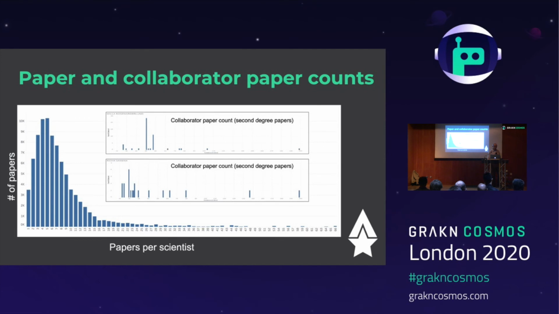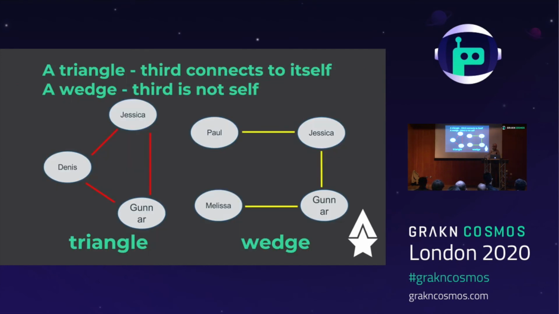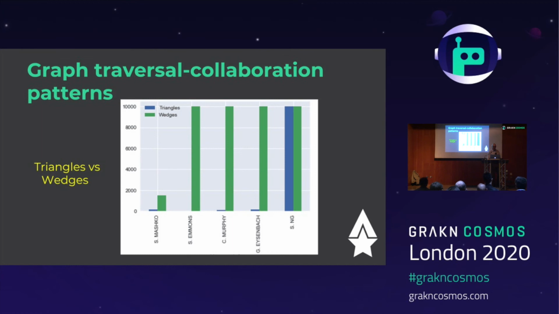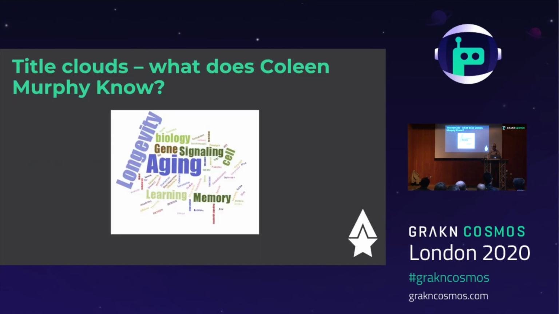There's a number of things we can actually pull out quantitatively from these graphs: paper counts, triangle counts and wedges. We can traverse the graph and see how fast their networks blow up. I'm sorry I'm going through this really quick. I'll give you guys the slide deck through Grakn. And then graph traversal patterns, so that's the triangles and wedges.